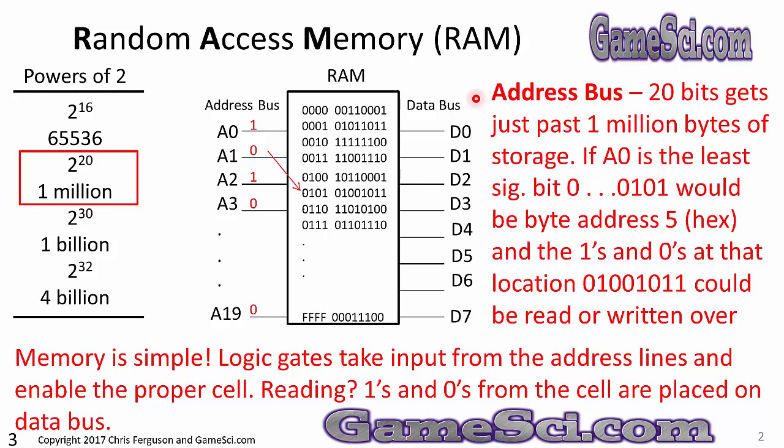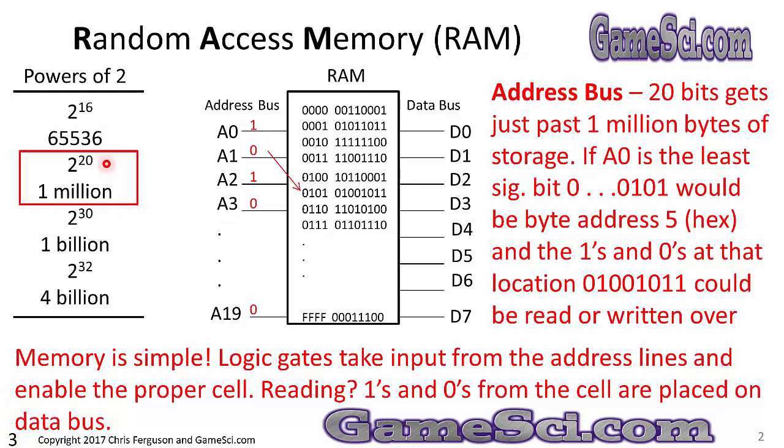Address bus: 20 bits gets just past 1 million bytes of storage. If A sub 0 is the least significant bit, 0101 would be byte address 5 in hexadecimal, and the ones and zeros at that location, 0100 1011, could be read or written over. Memory is simple. Logic gates take input from the address lines and enable the proper cell. Reading memory, ones and zeros from the cell are placed on the data bus.